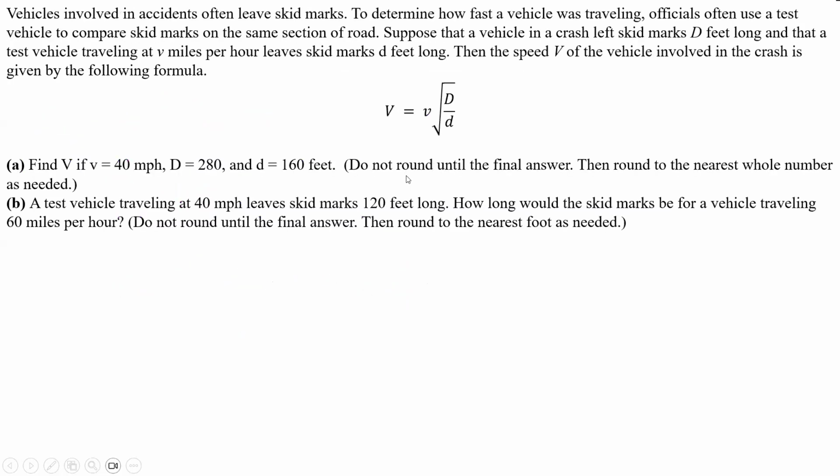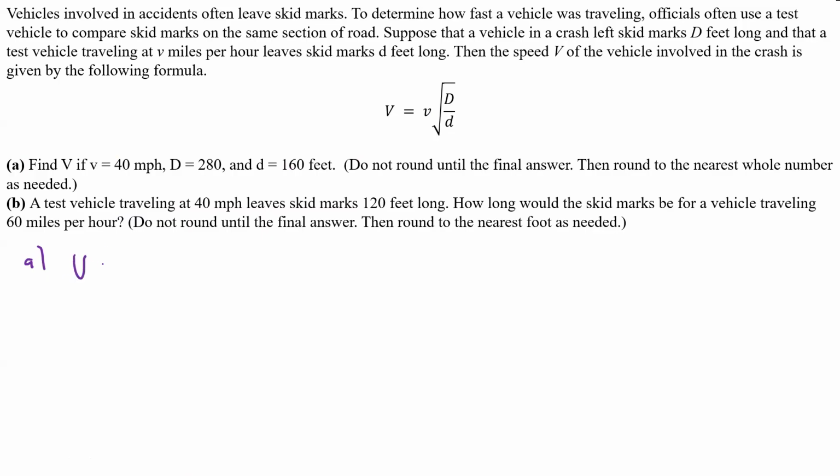All right. What about this one? It says vehicles involved in accidents often leave skid marks. To determine how fast a vehicle was traveling, officials often use a test vehicle to compare skid marks on the same section of road. Suppose a vehicle in a crash left skid marks d feet long, and a test vehicle traveling at little v miles per hour leaves skid marks little d feet long. Then the speed capital V of the vehicle involved in the crash is given by the following formula. So we're supposed to first, in part A, if little v is 40, capital D is 280, and little d is 160, then round to the nearest whole number as needed.